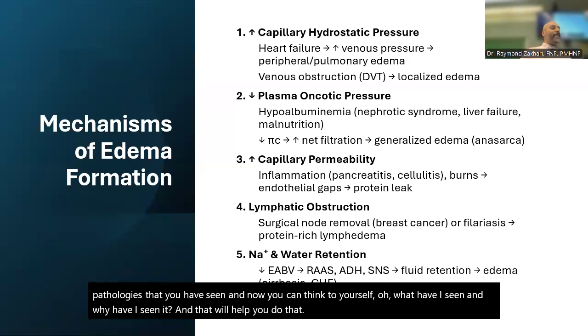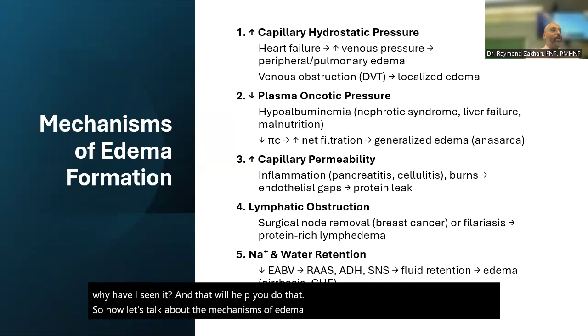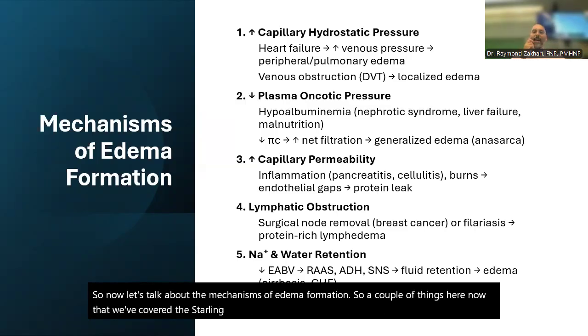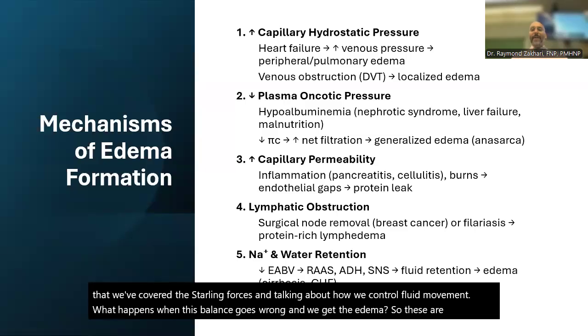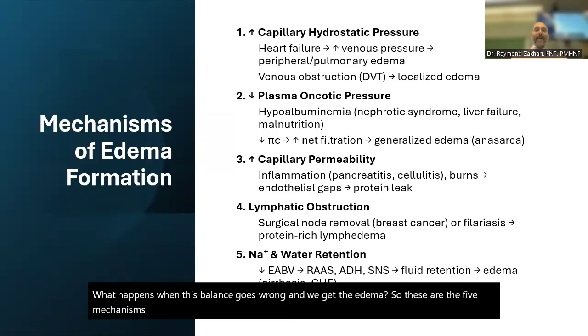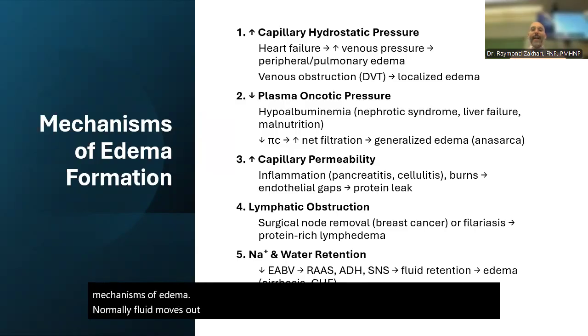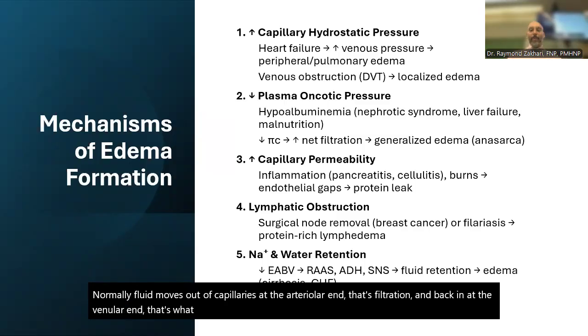So now let's talk about the mechanisms of edema formation. So a couple of things here. Now that we've covered the Starling forces and how we control fluid movement, what happens when this balance goes wrong and we get the edema? So these are the 5 mechanisms of edema. Normally, fluid moves out of capillaries at the arteriolar end, that's filtration, and back in at the venular end, that's what we call reabsorption, with lymphatics clearing any excess.